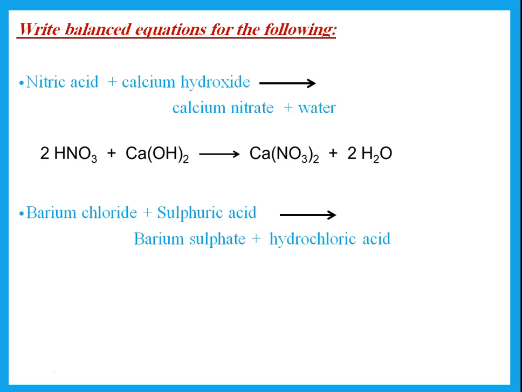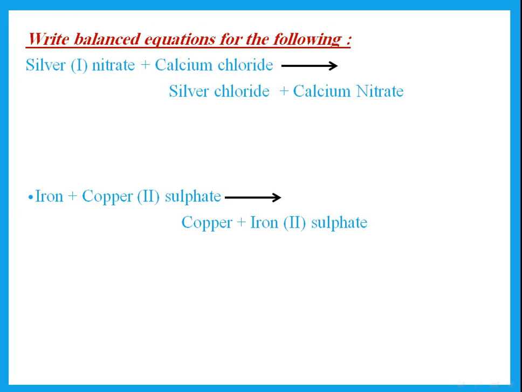And then I balance. Remember that you have to balance. So you will find that you need to put 2 in front of the HNO3 in order to balance it, and 2 in front of the water in order to have equal number of atoms. How do you write barium chloride plus sulfuric acid to give barium sulfate plus hydrochloric acid? Were you able to write that? So this is how you write it. Okay? Do we understand this?